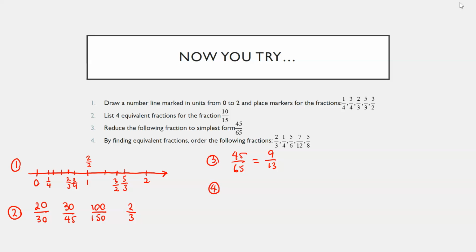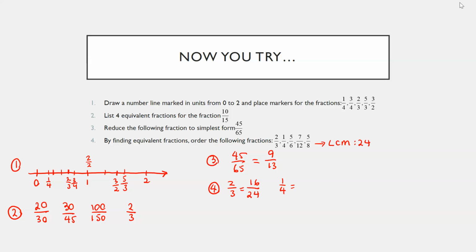Looking at the denominators, 3, 4, 6, 12, and 8, I can see that the lowest common multiple is going to be 24. So I'm going to rewrite each of these fractions with a denominator of 24. So 2 over 3, writing with a denominator of 24 means I'm multiplying by 8, so I have 16 over 24.